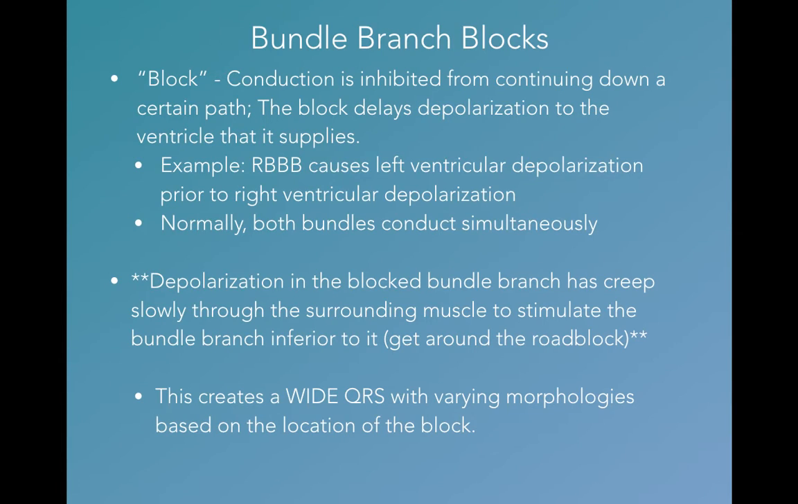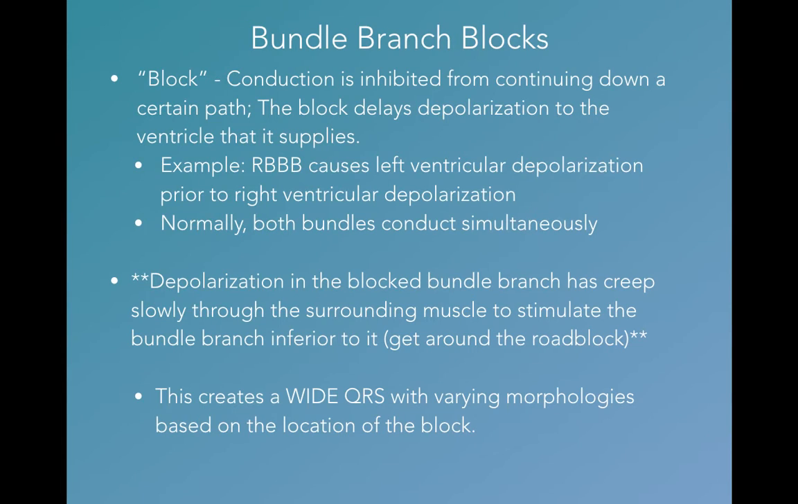Think of it kind of like it's stuck in traffic. The cars move slowly, and then once you get past the block, you're able to speed up again. To give an example, if you have a right bundle branch block, you have left ventricular depolarization prior to right ventricular depolarization, and then the right ventricle depolarizes once it's past the block. Normally they should conduct simultaneously. And I kind of explained all that together already.